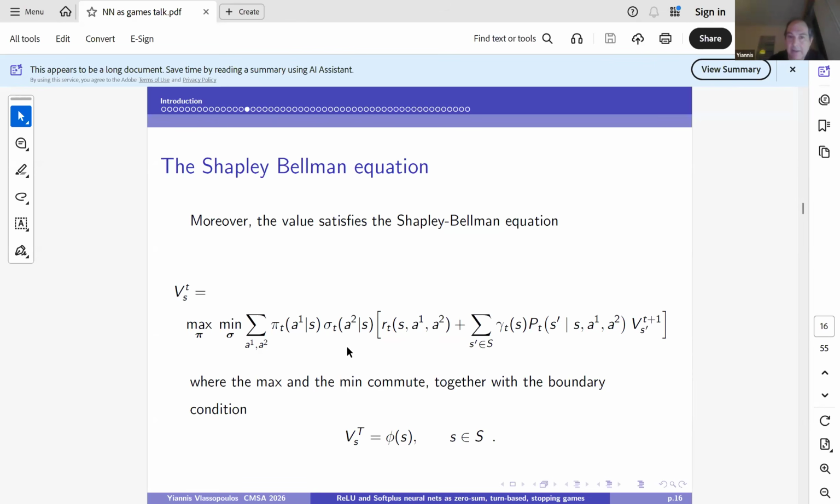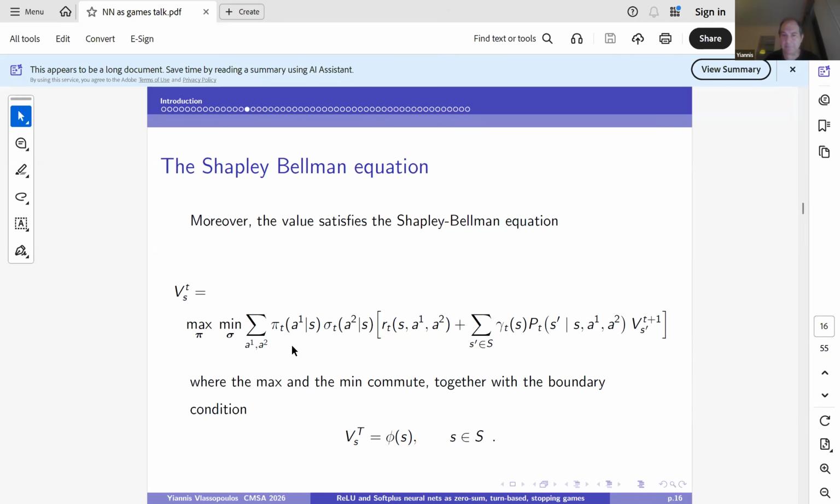So this is the Shapley-Bellman equation. It tells you that if you want the value at state S, you can write it as max min over all next values, and you have the value at the next time slot. It's just the Kolmogorov equation, but now you have the max min. It's exactly the same thing, but now you have the max min on it.